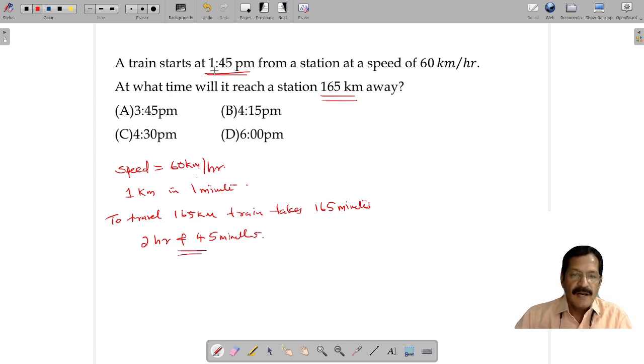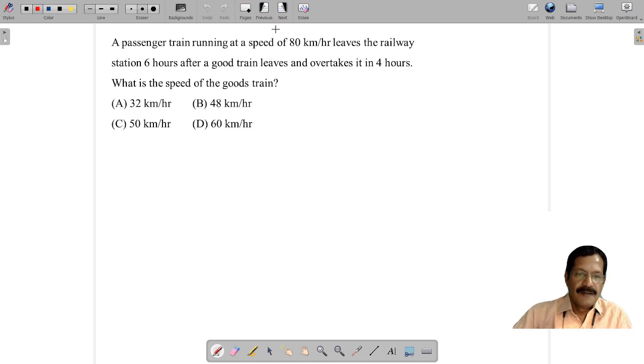That is, from 1:45 p.m. the train travels 2 hours and 45 minutes. So 1 plus 2 is 3, 3:45 plus again 45 minutes, so 4:30 p.m. The time taken by the train is 2 hours and 45 minutes, so the train reaches the station at 4:30 p.m. So this is an interesting, simple question.